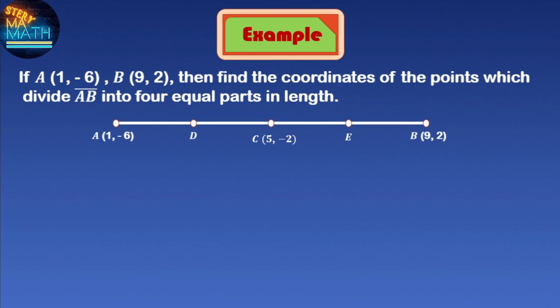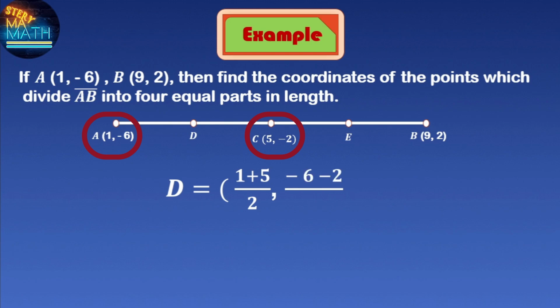Now we can get the midpoint D. We will do the same procedure. So D is equal to 1 plus 5 divided by 2 and negative 6 plus negative 2, which is negative 6 minus 2, divided by 2. 1 plus 5 is equal to 6, divided by 2 is equal to 3, and negative 6 minus 2 is equal to negative 8, divided by 2 is equal to negative 4. So the midpoint is 3, negative 4.